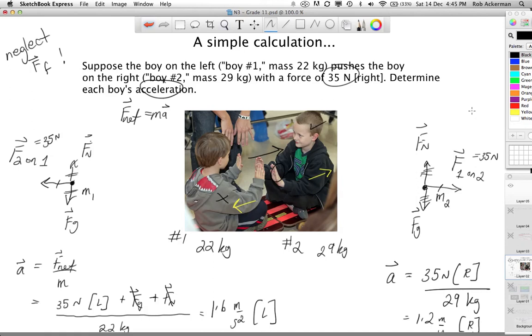And remember, these are acting on different objects, so I hope you don't think the forces cancel out. One of the common mistakes students make is they say, well, 35 newtons left cancels 35 newtons right. That would be true if they were acting on the same object, but they're not. They're acting on different objects, and this is extremely important. It's why we draw our free body diagrams, and we're very careful with symbols to do the correct labeling.